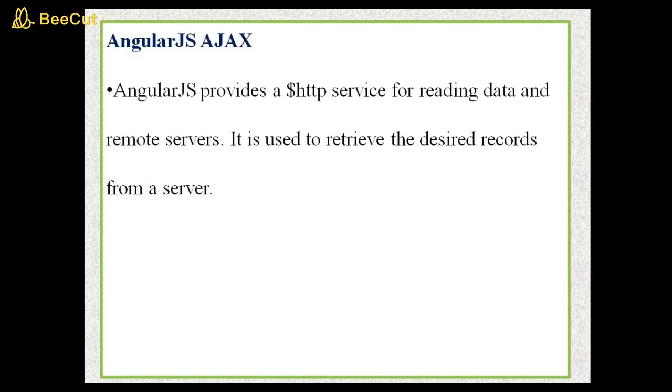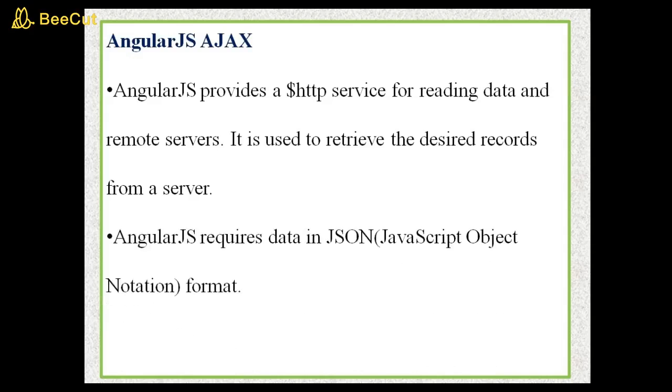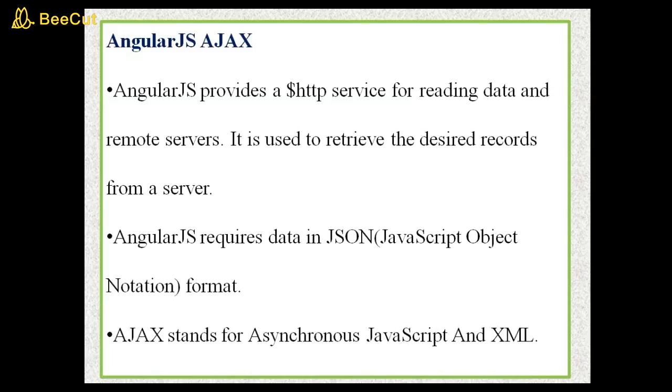The next part is AngularJS Ajax. AngularJS provides the $http service for reading data from remote servers. It is used to retrieve the desired records from a server. AngularJS requires data in JSON, JavaScript Object Notation format. Ajax stands for Asynchronous JavaScript and XML.